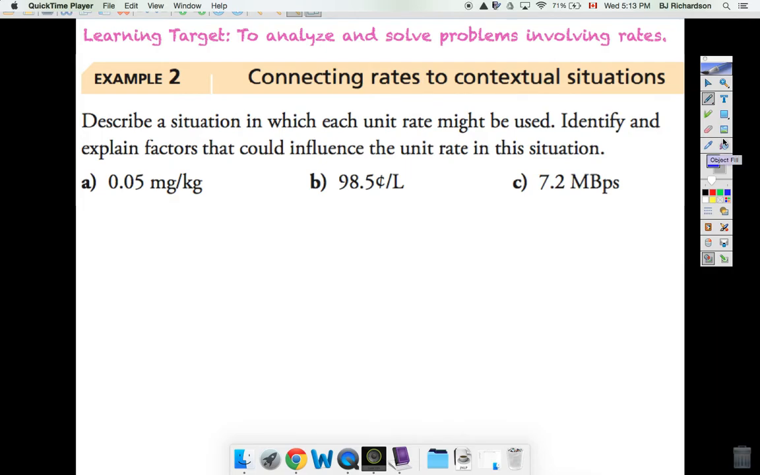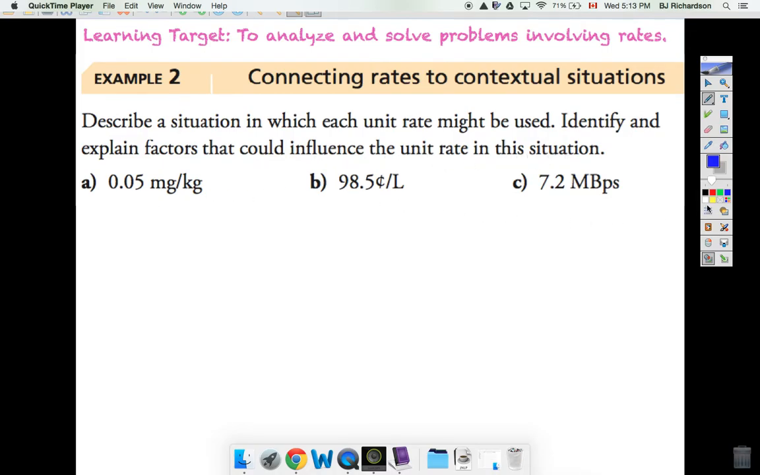Class, we're back again, and now we're looking at example 2 from chapter 8.2, and that is connecting rates to contextual situations. So, what we're trying to do is describe a situation in which each unit rate might be used, and identify and explain factors that could influence the unit rate in this situation.